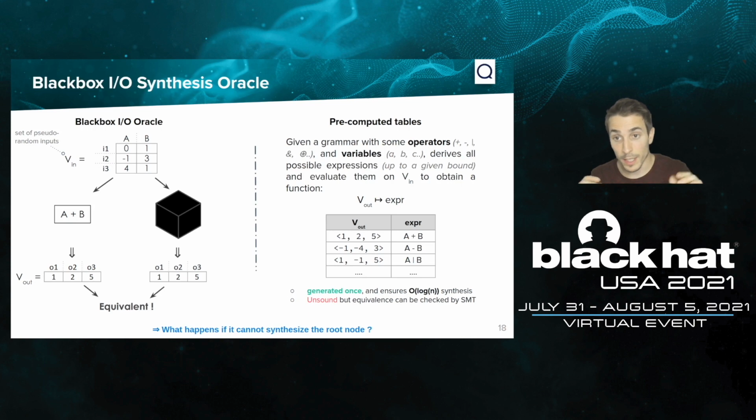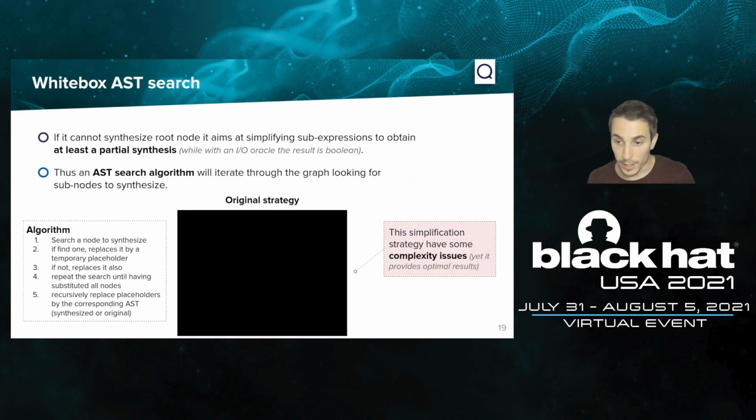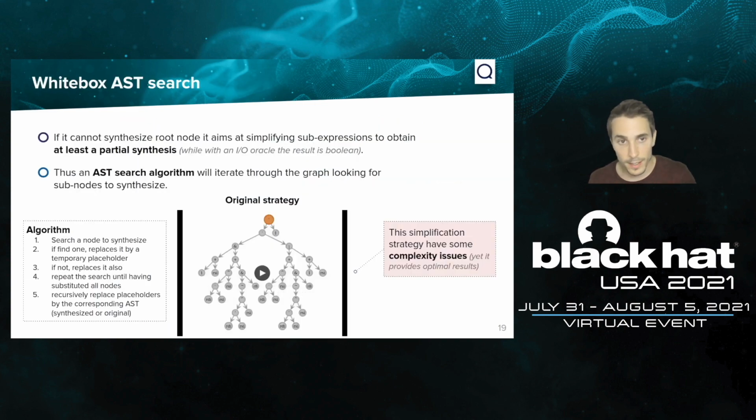This approach is basically unsound, because if the output vector is too small, you might miss some behaviors. But you can also check the equivalence to make sure that you're synthesizing something equivalent. But the question here is, what happens if you cannot synthesize the root node? And this is where the white box AST search is going to come into place. And the idea of iterating through the subnodes is to be able to obtain a partial synthesis of the expression.